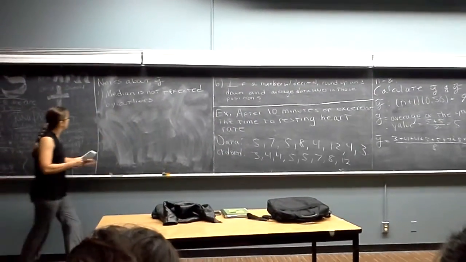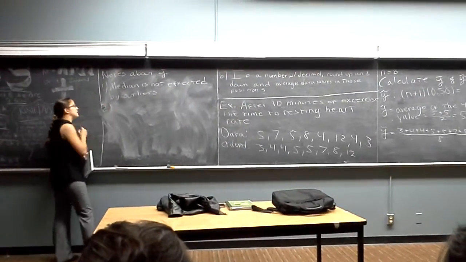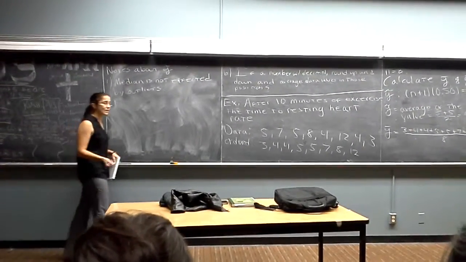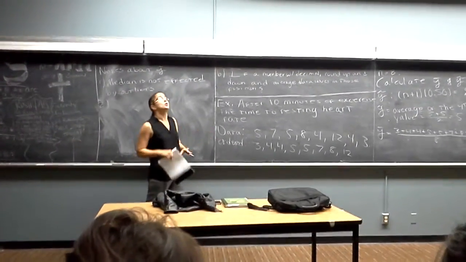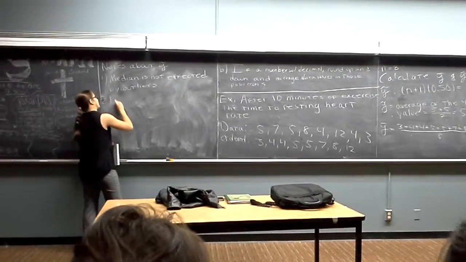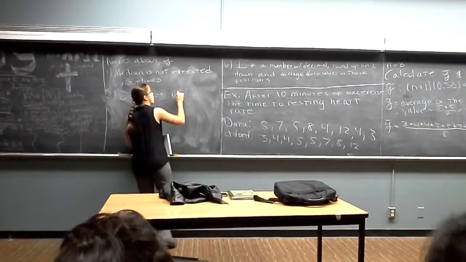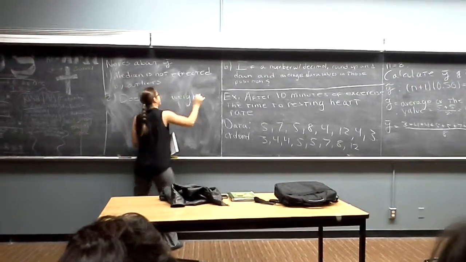But on the other hand, why people sometimes don't like using the median is it doesn't take into account or give equal weight to all of your data. It only gives weight to the middle two. So it does not weight all observations equally.